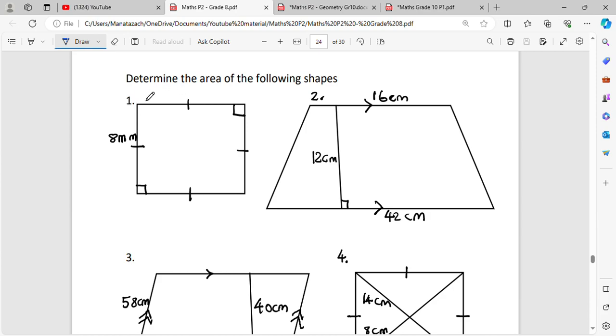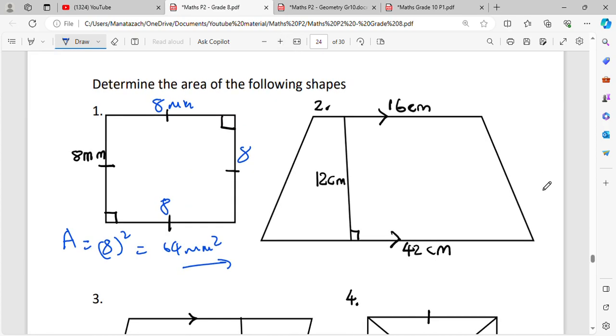So the first question is: determine the area of the following shape, which is the square. One side is 8 millimeters. Since it is a square, every side is going to be 8 millimeters. So the area of a square is one side squared, which is going to be 64 squared millimeters. Now let's go to question 2.